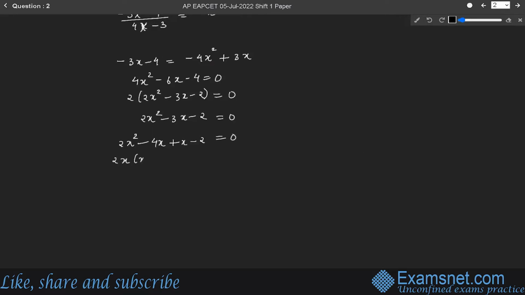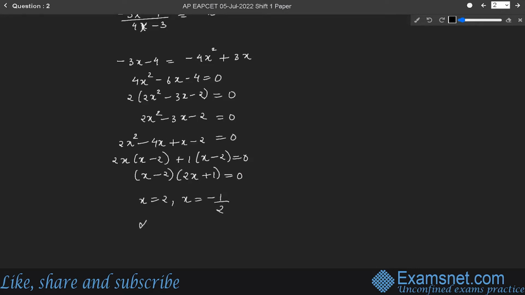Taking 2x common, this will be x minus 2. And taking 1 common, it will be x minus 2. The two factors will be x minus 2 and 2x plus 1 is equal to 0. So the value for x will be 2 and the value for x will be minus 1 by 2. Both these are the factors of the given equation.